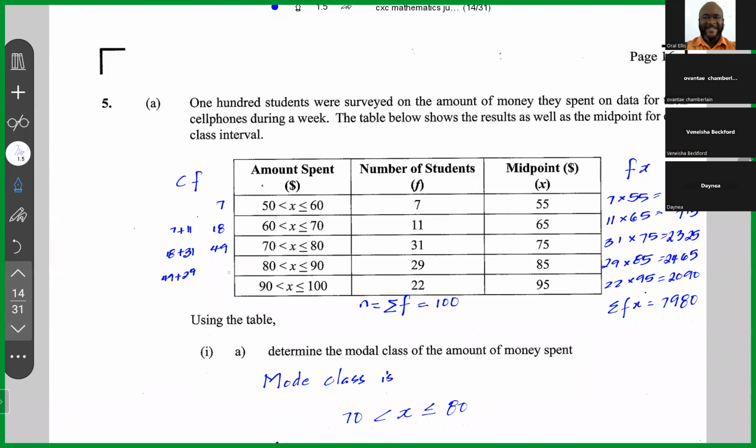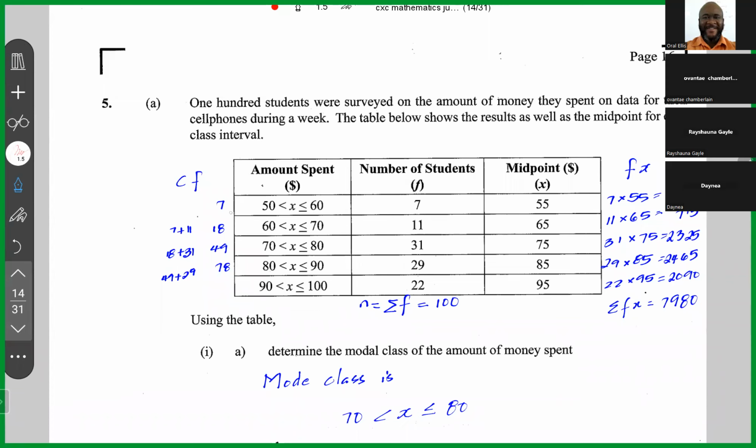So 78, is it 78? Yeah, 78. All right, I don't think we need to go any further. All right, so let us see what the cumulative frequency tells us. The cumulative frequency is telling me that the first 7 students spend between $50 and $60 on data.